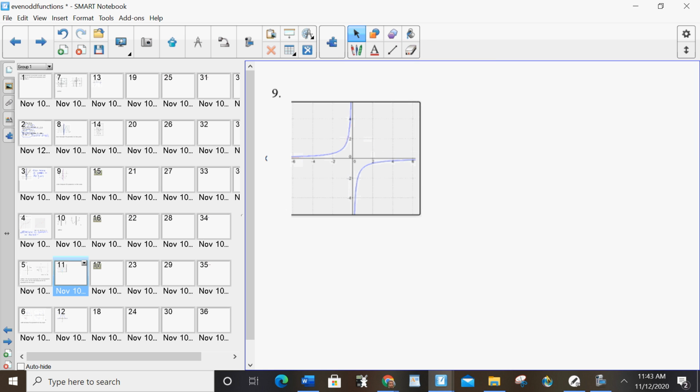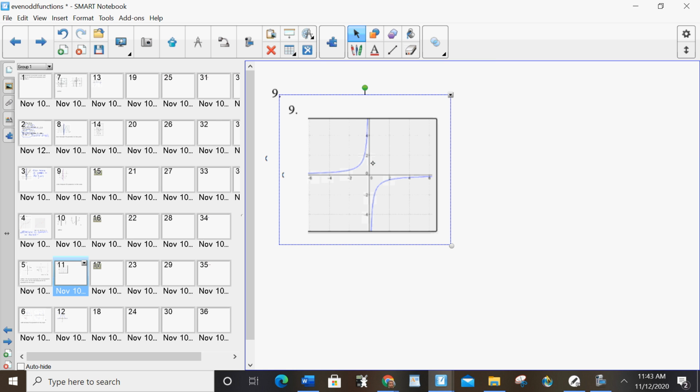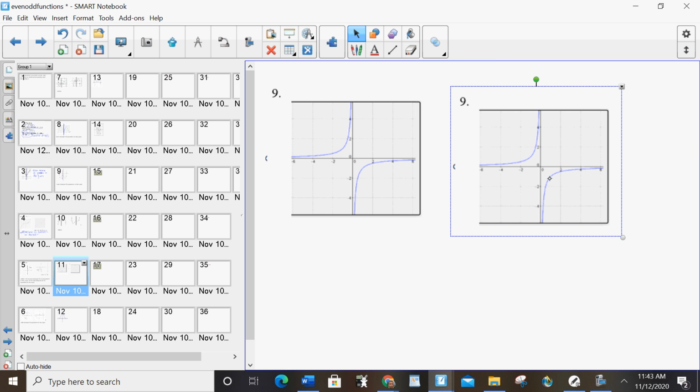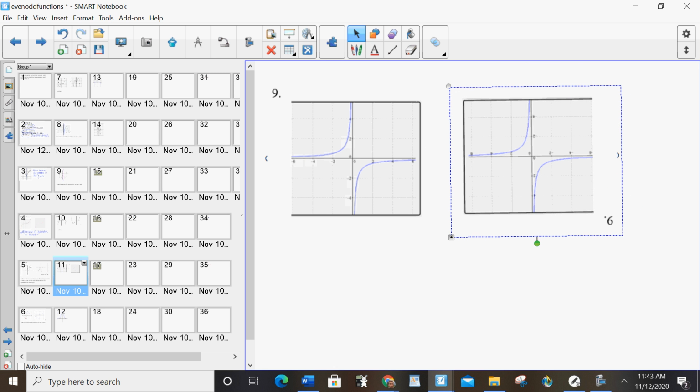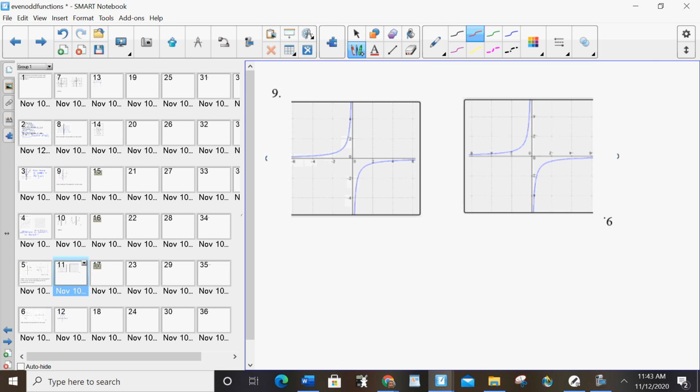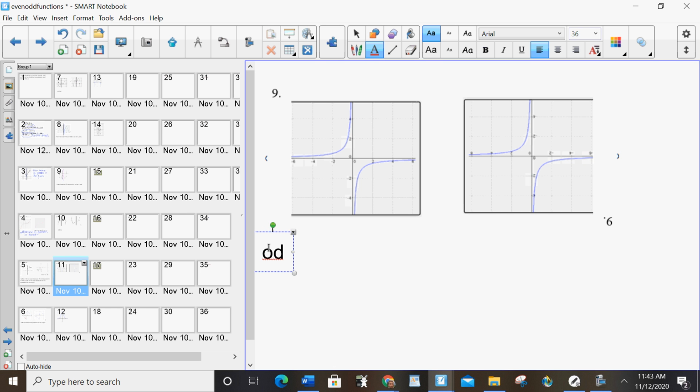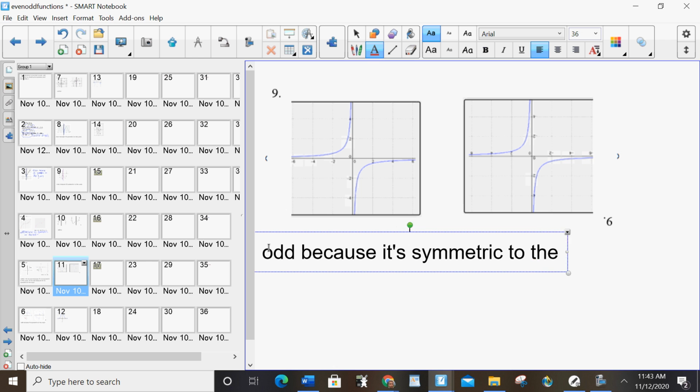Odd: f of negative x equals negative f of x, symmetric to the origin. Symmetric to the origin is the same thing as a rotation of 180. If I turn it upside down, does it look exactly the same as the original? Yes. So it is odd because it's symmetric to the origin.